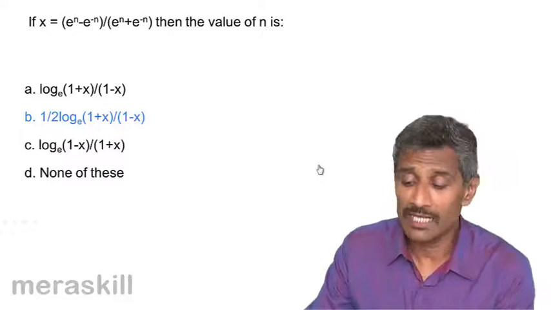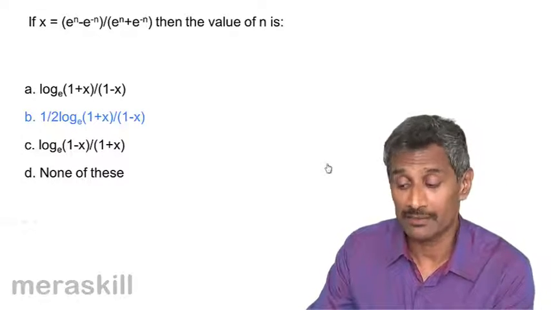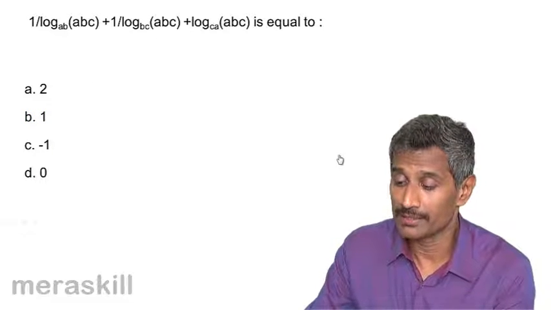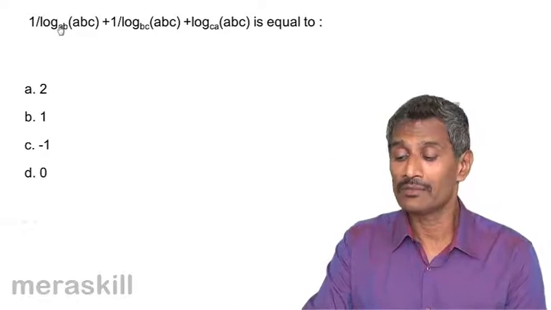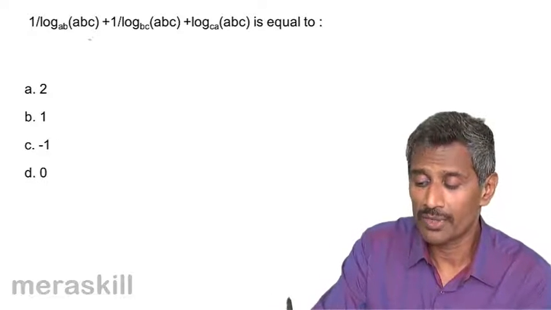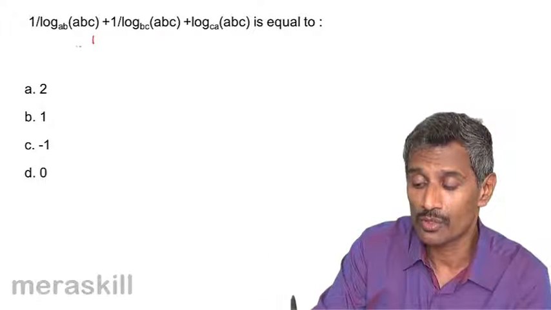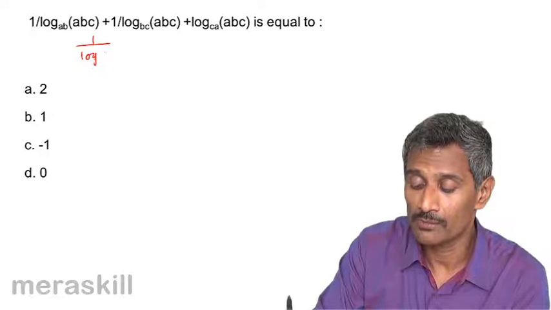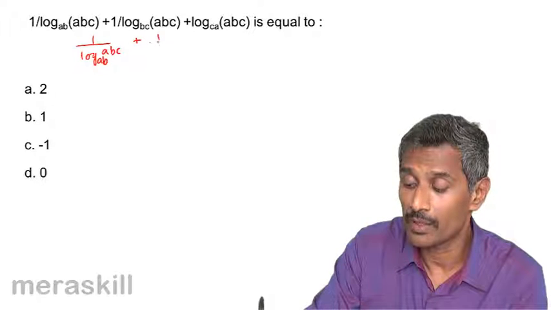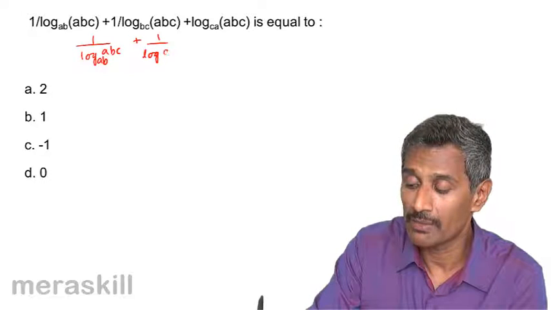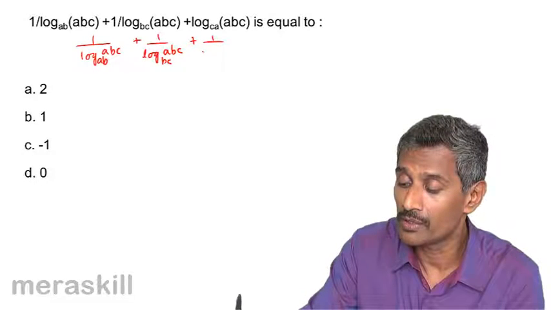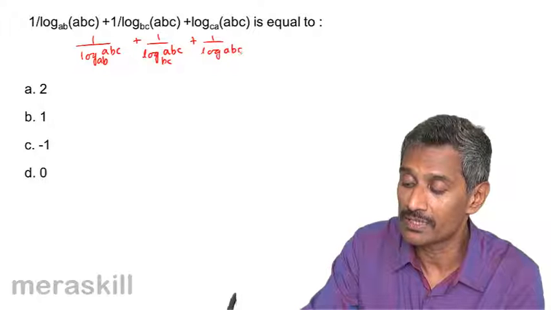Alright, so that was a slightly tricky one, but we need to practice these kinds of questions often. Okay, so next we have 1 upon log ABC to the base AB plus 1 upon log ABC to the base BC plus 1 upon log ABC to the base CA. Now we're going to use a rule here which we have not yet used so frequently.